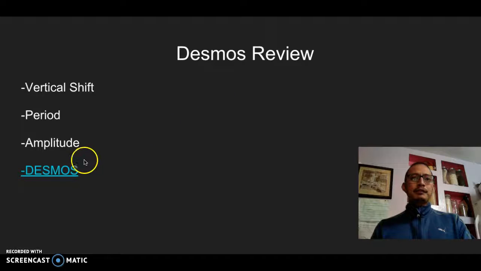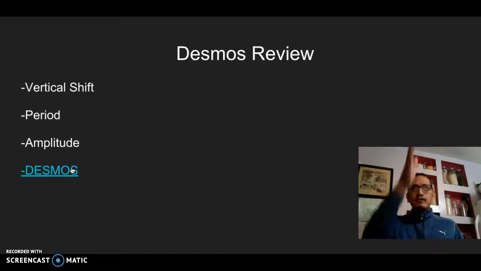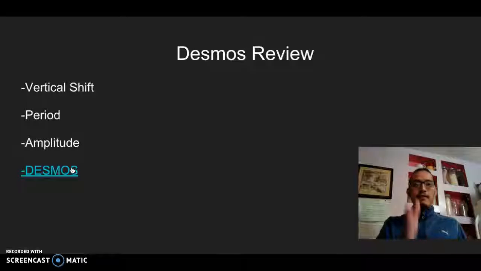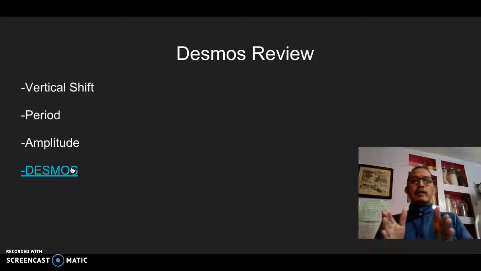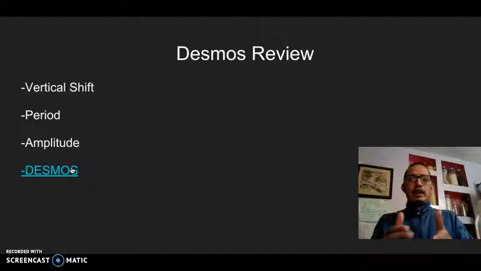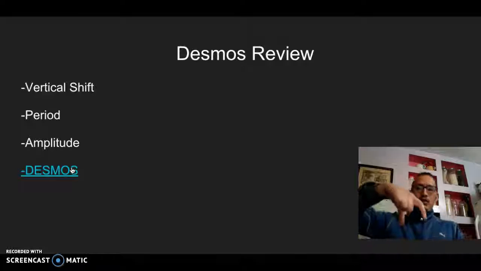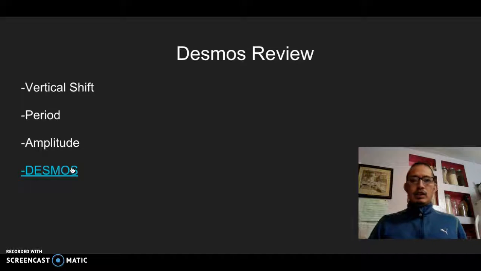From our review of the Desmos activity, there was the vertical shift, up and down of the entire graph. There was your period, the cycle where it starts repeating again. It's wider, it's shorter. And then with the amplitude, your whole graph going like this, boom, boom. And we're going to review that Desmos activity real quick.